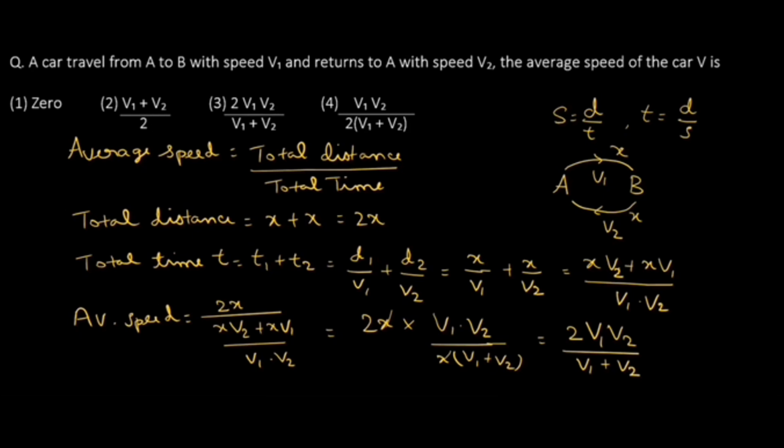From the options we can see the third one is the right answer. So option number 3 is the right answer. This is the answer for this given problem. So we have done average speed. The formula is total distance by total time taken. First we have to find the total distance, then the total time taken. When we substitute it, we get the average speed, which is equal to 2 times v1 v2 divided by v1 plus v2.